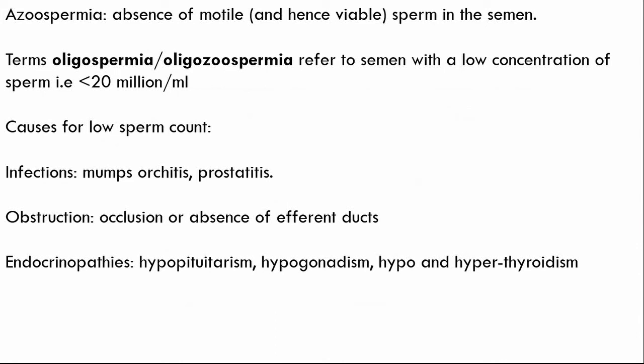Next, obstruction. Occlusion or absence of efferent duct. Efferent ducts are series of parallel tubules which connect the testis with the initial section of the epididymis. Sperms travel through this duct. Obstructions lead to decreased count.